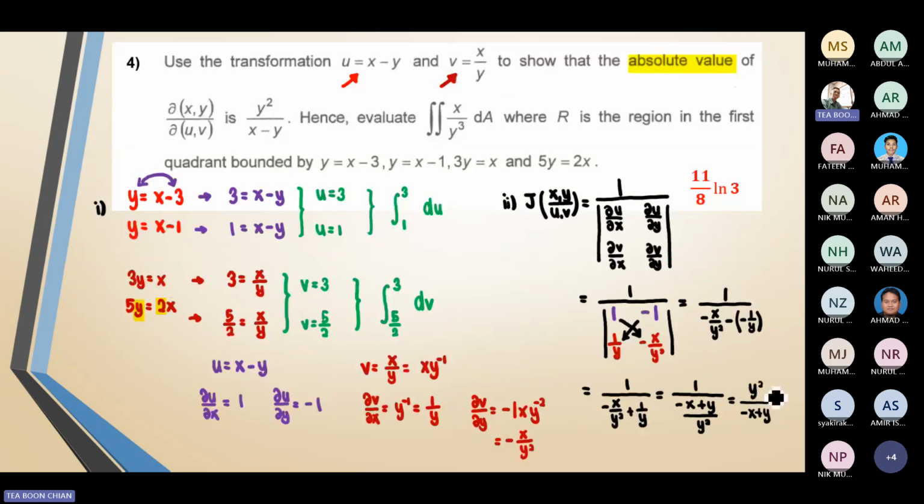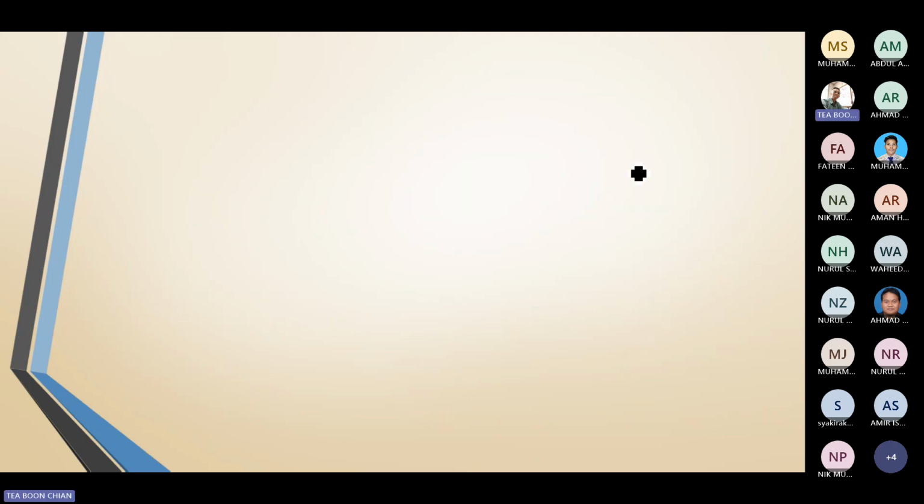All right, so remember this, y squared over negative x plus y, because I will do it in the next slide. So just now, we stopped at the Jacobian equals y squared over negative x plus y. Now, how do we show the absolute value? Okay, the absolute value is simple. You just need to first put the gate in front and behind. Now, whenever you put the gate in front and behind, then you have to do something.